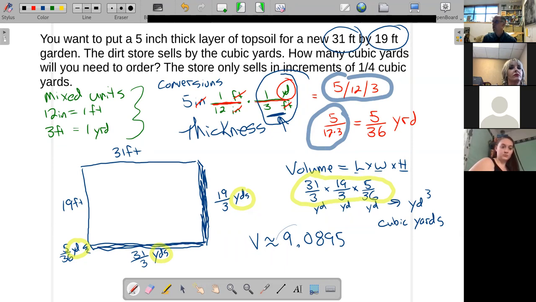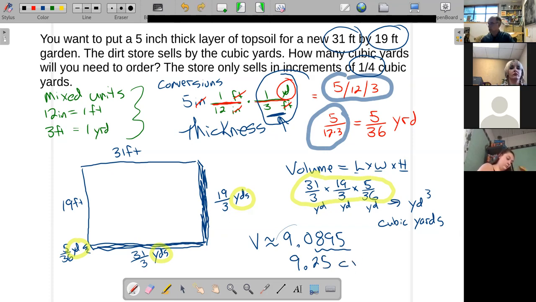But here we haven't used this fact down here. The store only sells in increments of a quarter of a cubic yard. So if we were okay with having less, we would just say, okay, 9 cubic yards is enough. But if we wanted to stick with, well, we really need more than 9, then at the store, they're not going to sell me this tiny bit of dirt. They're going to say, hey, it's either 9 or 9 1/4, you pick. That's what we're charging you for. So because they only sell in 1/4 cubic yards, I would have to round this up to 9 1/4, 9.25 cubic yards.